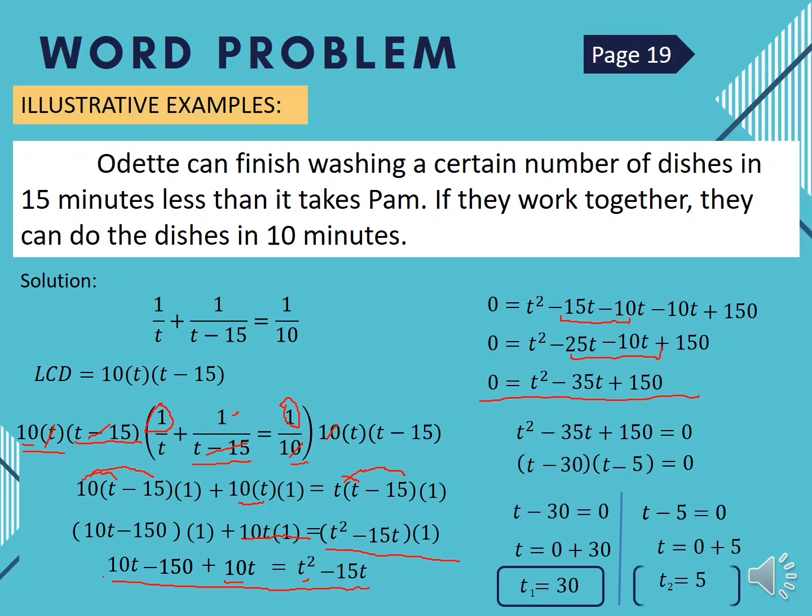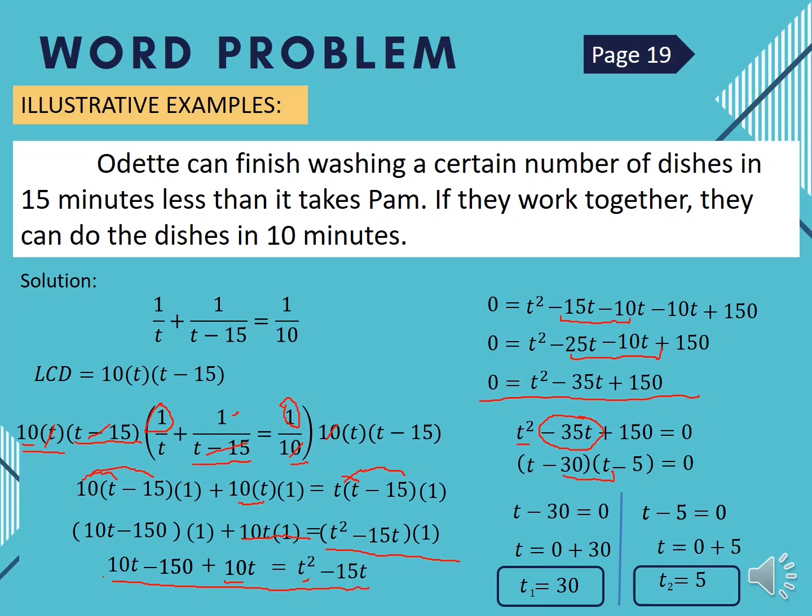So we have t squared, the factors are t and t, while 150, ang factors natin ay 30 and 5. So since ito ay positive, dapat ito ay negative. So negative 30t is negative 30t. T times negative 5 is negative 5t. And negative 30t tsaka negative 5t results to negative 35t. So meaning to say, we have a correct factored form.